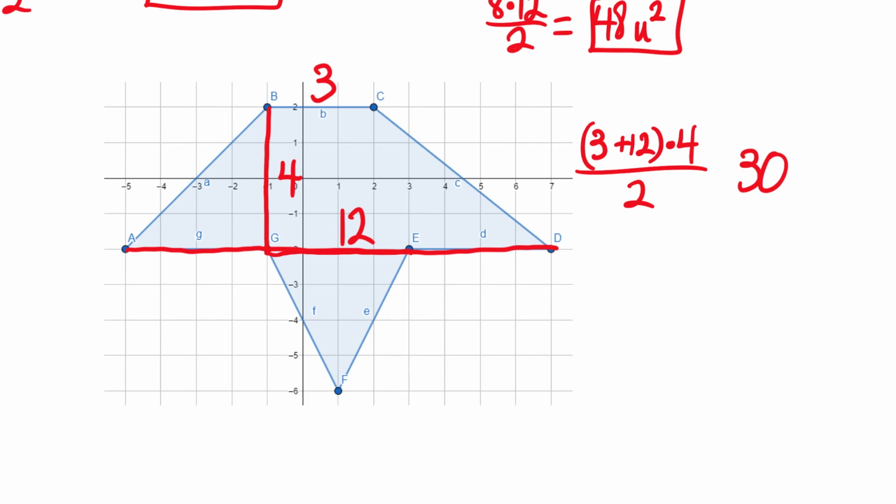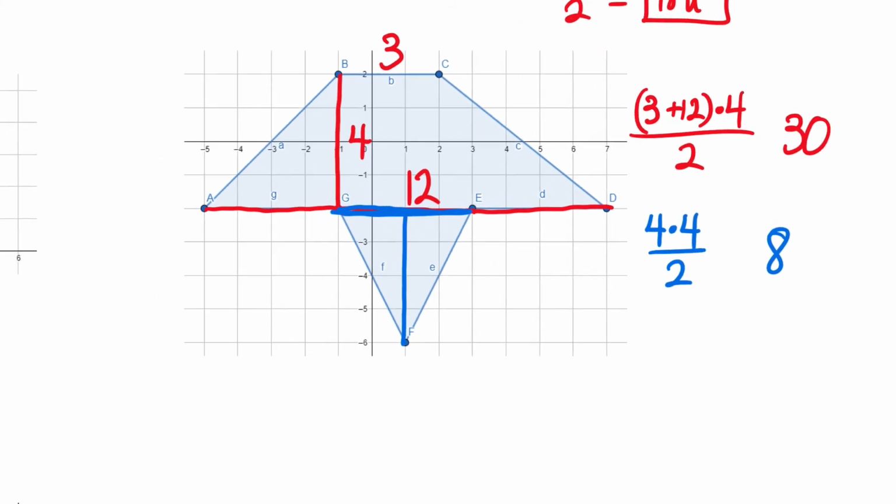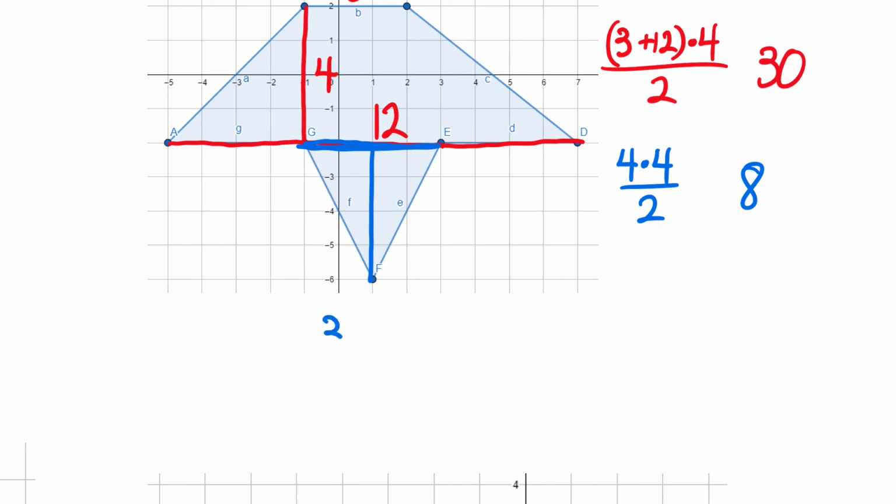Now let's find the area of the triangle. On the triangle right here, how long is the base of this triangle? It's 4, and what's the height? It's 4, so it's a base of 4, height of 4, 4 times 4 divided by 2 is 8. So the trapezoid is the area of 30, the triangle is the area of 8. Together, what am I going to do to find the area of that whole thing? Yeah, just add them together. So what's that going to give you? 38. All right, so that's going to give you 38 square units.